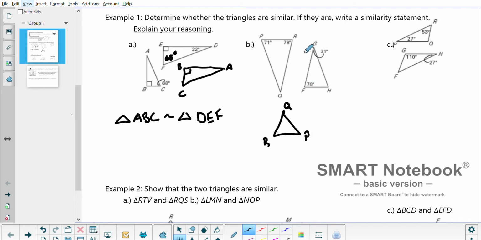So if we use our triangle sum theorem here, 78 plus 31 is 109. 180 minus 109 would give us 71 degrees for H, which would be congruent with P. Same thing, triangle sum theorem here would leave Q at 31 degrees, so we know that these are congruent angles, meaning triangle PQR would be similar to triangle HGF.